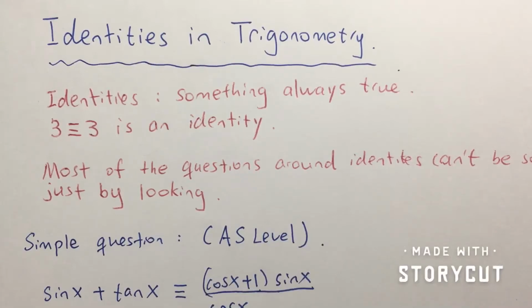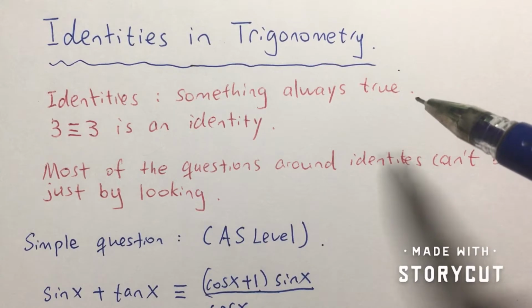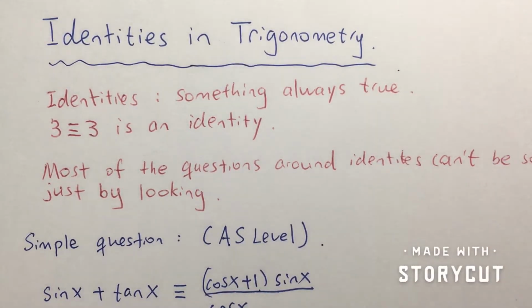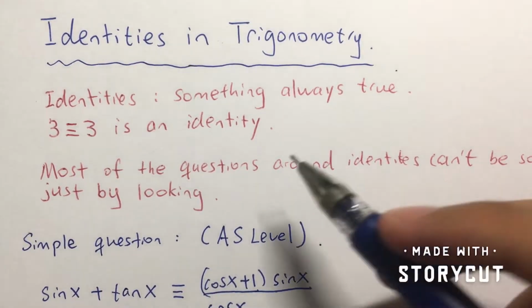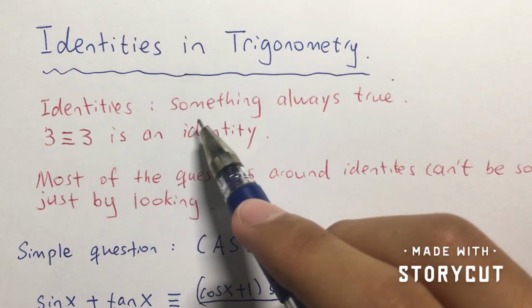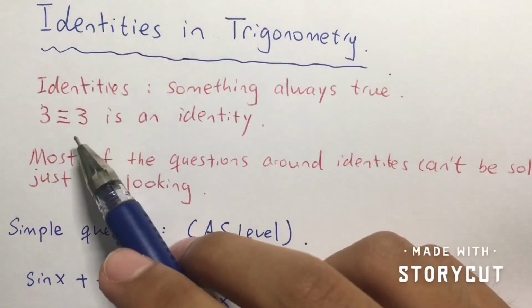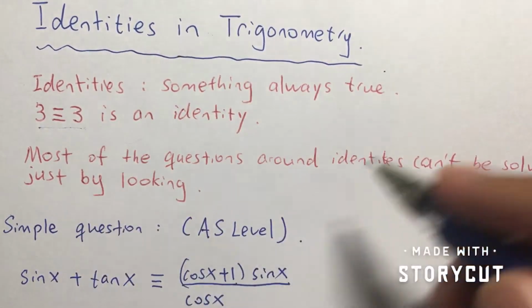Hello, welcome to Zelin's A-level class, and today we are going to do identities in trigonometry. So what are identities? Well, identities are something that is always true. For example, 3 is congruent to 3, and that is an identity.